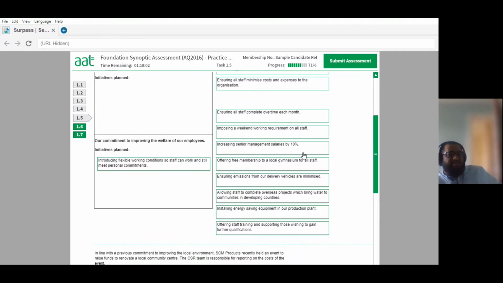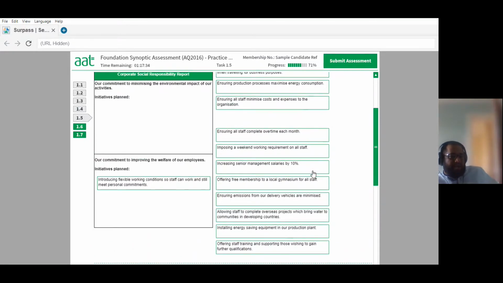Increasing the senior management salaries by 10%. So is that about looking after the welfare of our employees? Definitely not, because senior management are right at the top. That is not something we're going to be encouraging. If they got a 10% raise, you also should get a raise, which they haven't mentioned. Offering free membership to a local gymnasium for all staff. So this one seems to be a really good option. But again, I'm going to mark it there for the time being, might be for the welfare of our employees, but the free gym membership is something I'm not looking forward to. But let's see whether there is any better answer afterwards.